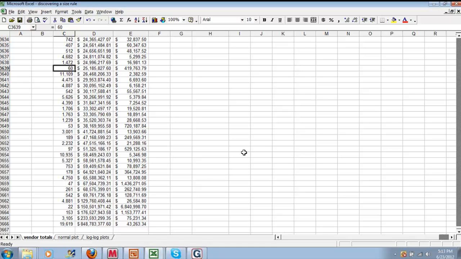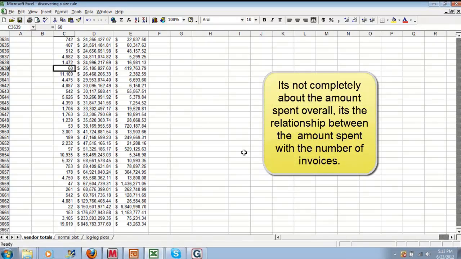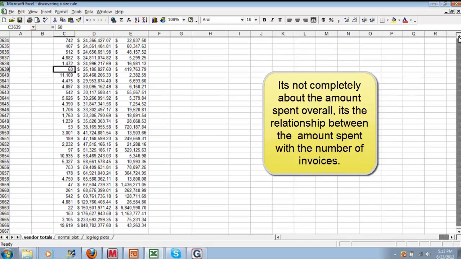So it's not obvious, just at a glance, what the trend is, what the relationship is between the number of invoices and the total volumes. It's not something you can just guess by looking at the data. And I'll just scroll up a little bit and you can see.